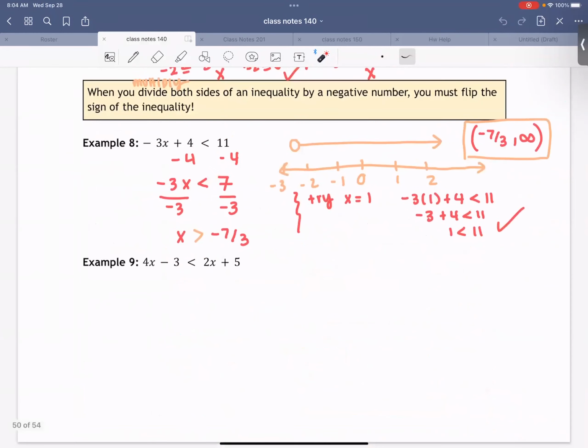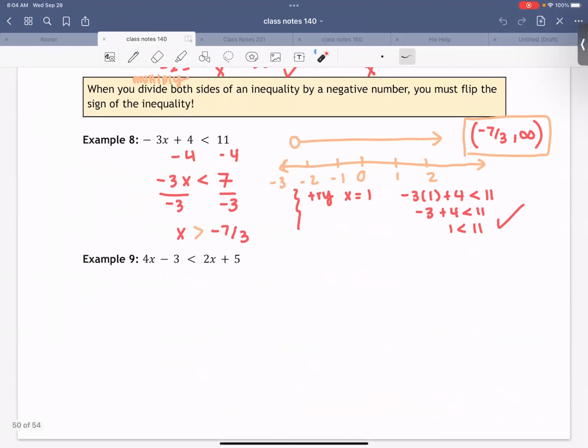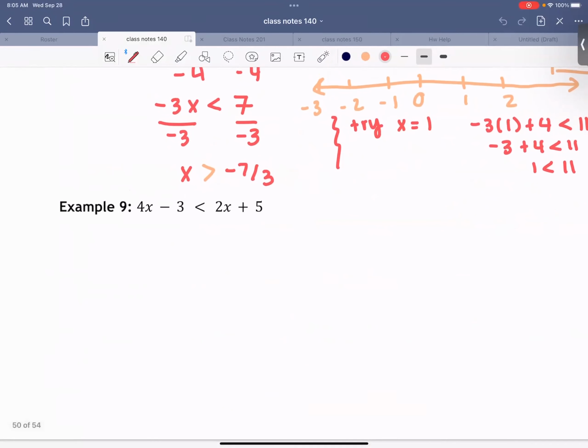We talked about how to solve inequalities, and there was one thing that was really special about solving inequalities, and that is if we divide or multiply by a negative number, we have to flip the sign, right? So that's the only difference between inequalities and equations. Okay, why don't we go through this smaller example number 9 together, just to get back in the groove of this. Okay, so we have 4x minus 3 is less than 2x plus 5.